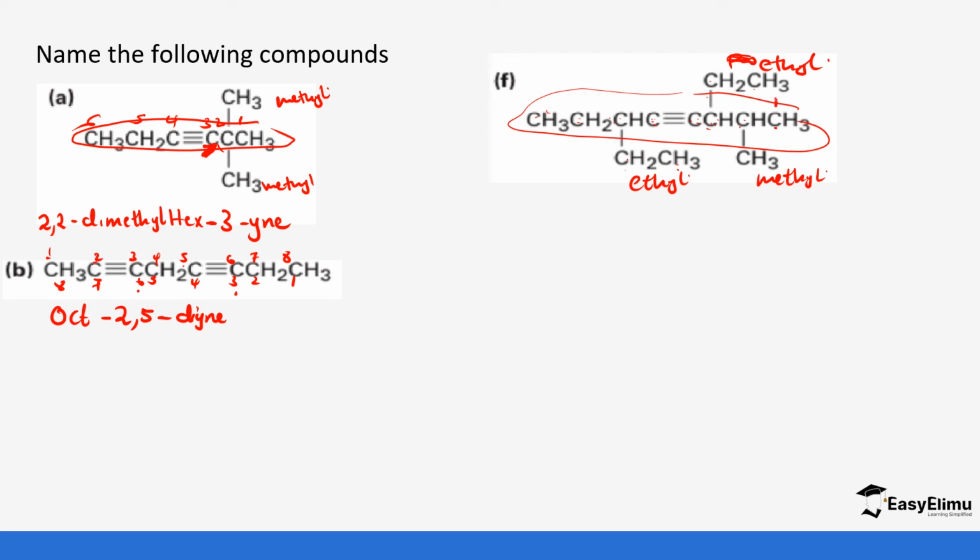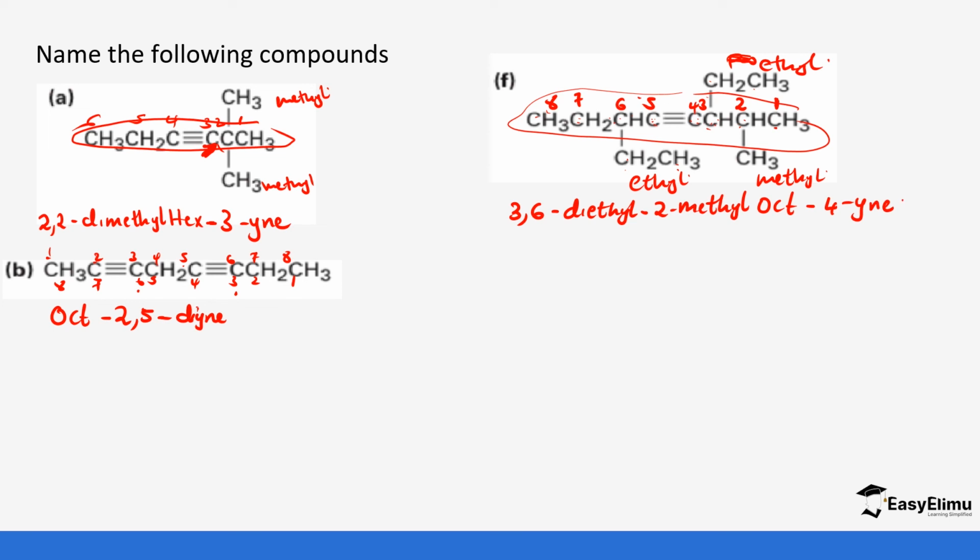We start numbering from this side so that you can give the branches the lowest numbers: 1, 2, 3, 4, 5, 6, 7, 8. When you start numbering, we start with ethyl. We have one ethyl at carbon number 3 and the second one at carbon number 6, so it becomes diethyl. And then we have a methyl at carbon number 2. The parent name is oct. We have a triple bond at carbon number 4, fine.